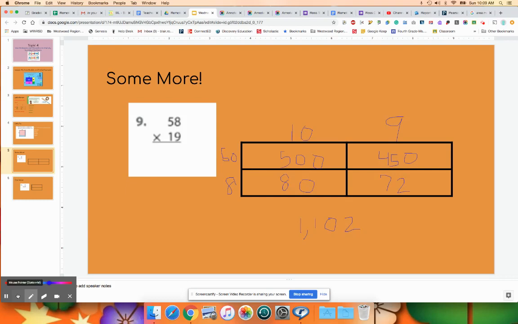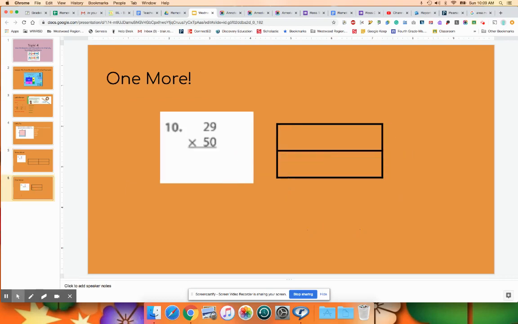All right, let's try one more. This one is always going to throw someone for a little bit of a whirl when you have a number that has a 0. So notice my box looks a little different. You could keep your regular box, but you should realize when you break apart 50, there's nothing to break apart. It's just going to be 50.